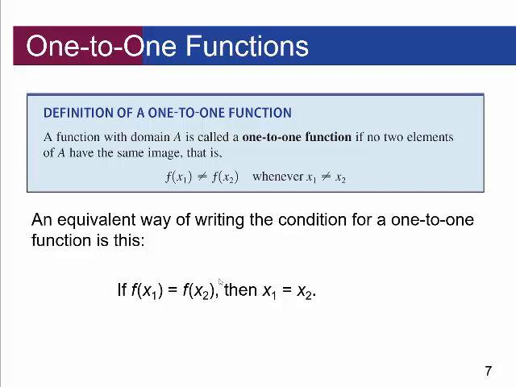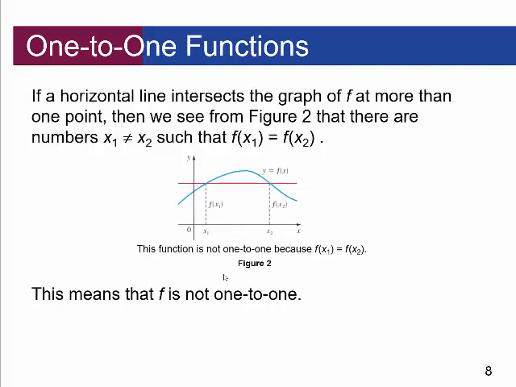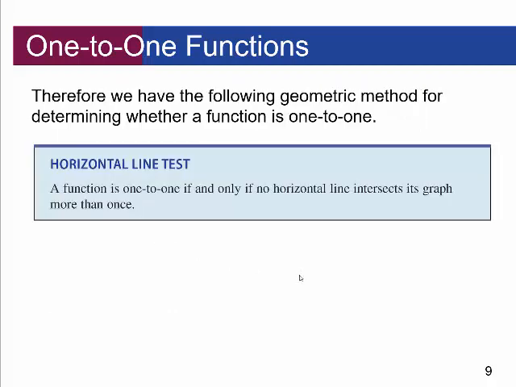Otherwise, they're not one-to-one. If a horizontal line intersects the graph of f at more than one point, then we see from figure 2 that there are numbers x1 not equal to x2, but f of x1 is equal to f of x2. This means that f is not one-to-one. What this is saying is x1 produces this value, x2 produces the same value, not one-to-one. Therefore, we have the following geometric method for determining whether a function is one-to-one: a function is one-to-one if and only if no horizontal line intersects its graph more than once.